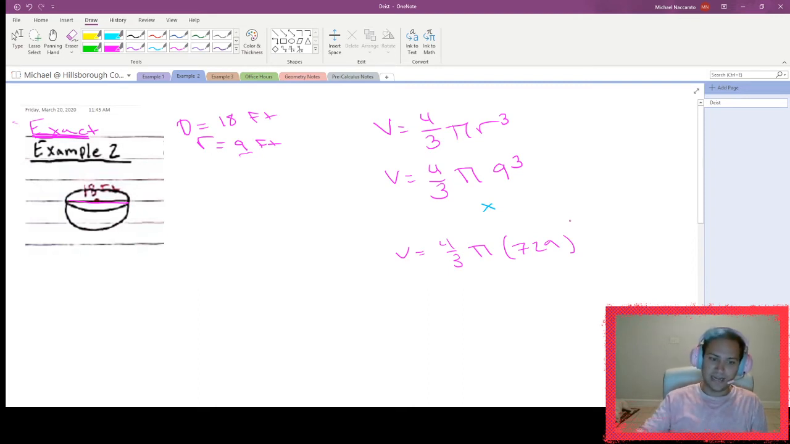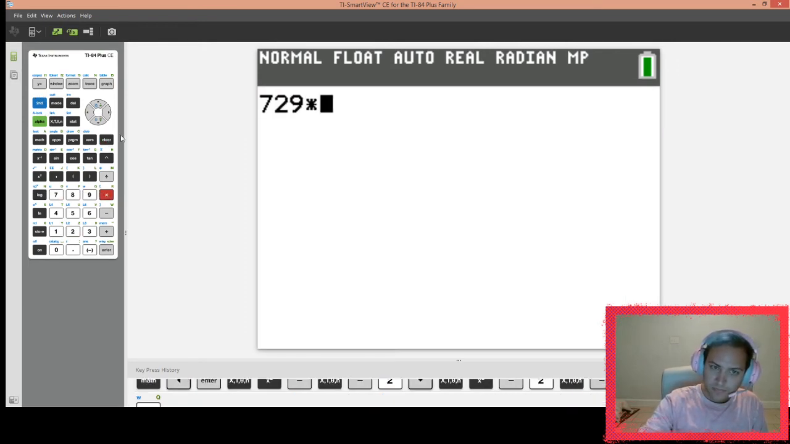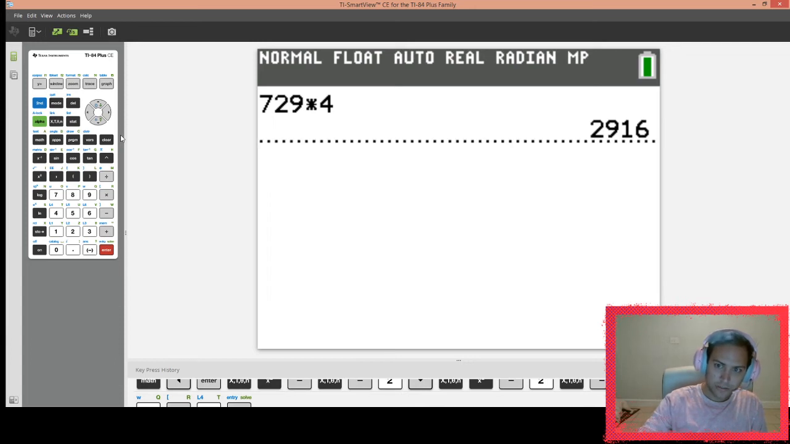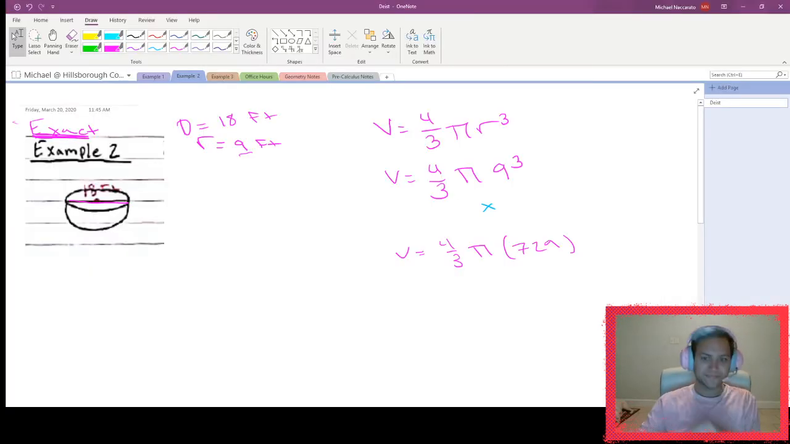Okay, let's actually figure this out. Let's take 729. 729 times 4 gives me 2,916. Divide that by 3, we get 972. So my volume would equal 972 pi.